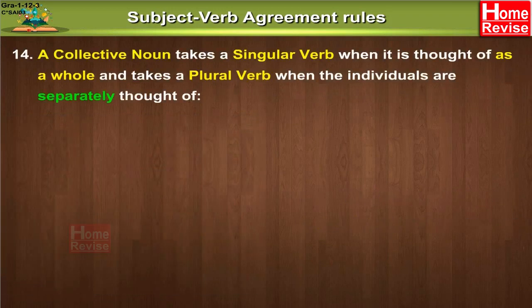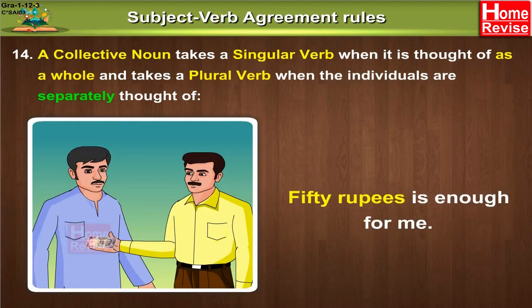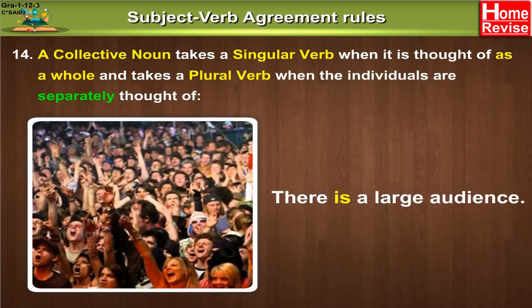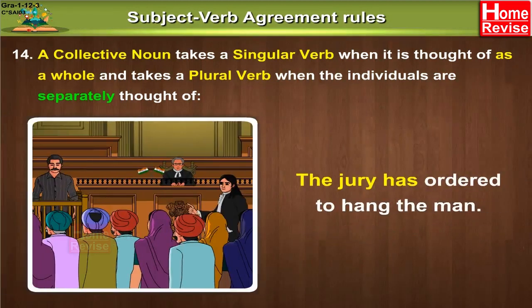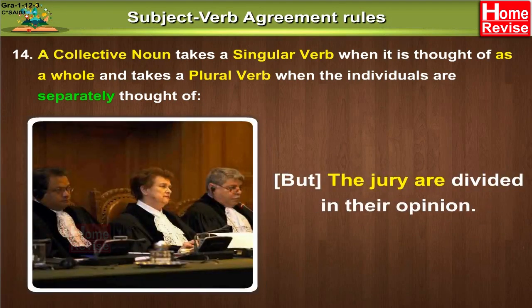14. A collective noun takes a singular verb when it is thought of as a whole and takes a plural verb when the individuals are separately thought of. The army was defeated. 50 rupees is enough for me. There is a large audience. But the audience are requested to take their seats separately. The jury has ordered to hang the man, but the jury are divided in their opinion.